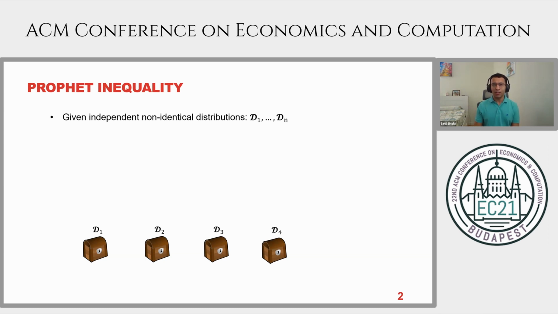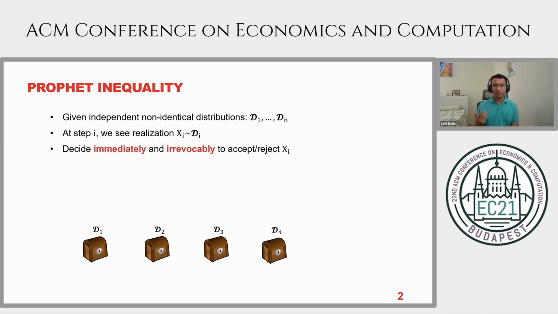And the problem is as follows. You're going to get outcomes from these distributions one by one. In step i, or the ith time step, you're going to see the realization of xi, which is a random variable drawn from distribution di. Your goal is to immediately decide, are you taking this reward or not? Are you immediately accepting or rejecting it? You're only allowed to accept at most one of these boxes. So your goal is to maximize the reward of the box that you select or accept.